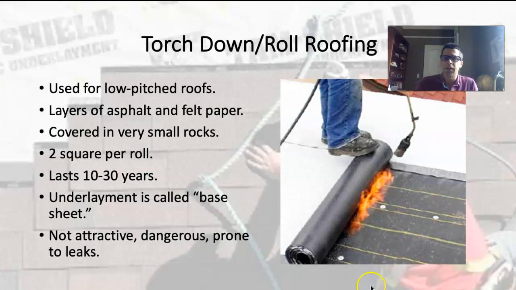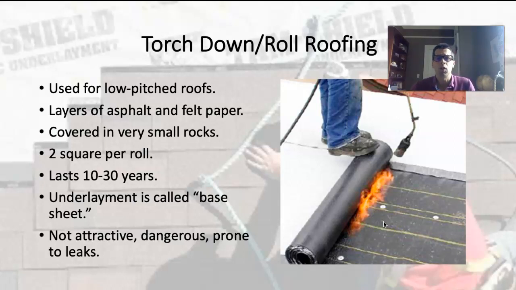So we're heating this up with a torch. This material is melting into this base sheet. The base sheet is the only thing holding this material on the roof. We don't nail this torch down to the roof or anything. The base sheet's nailed down to the roof deck. The torch down gets melted with the torch into the base sheet, and that's what's keeping this thing on the roof.